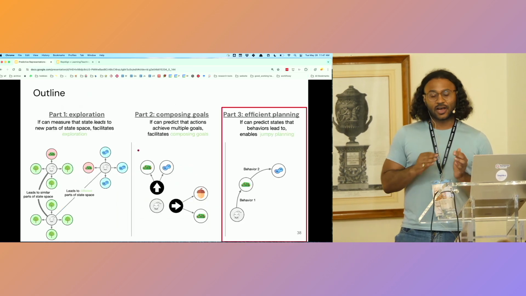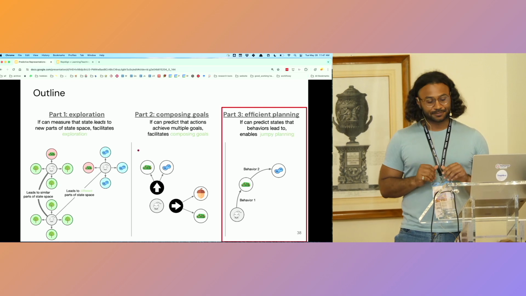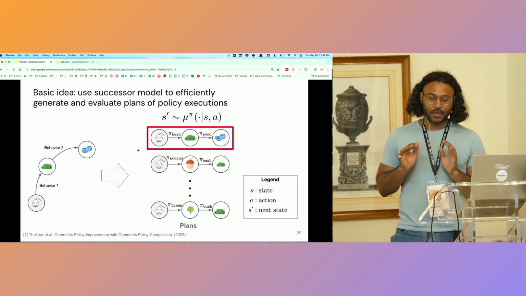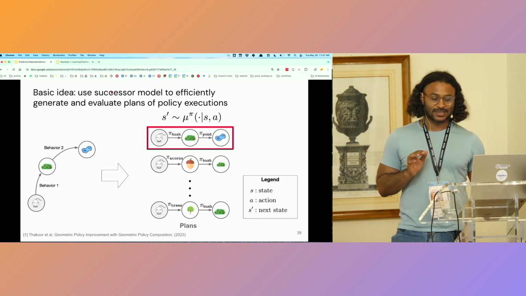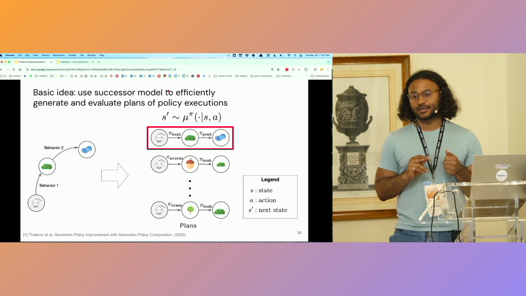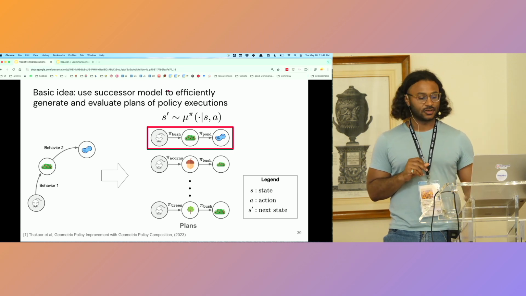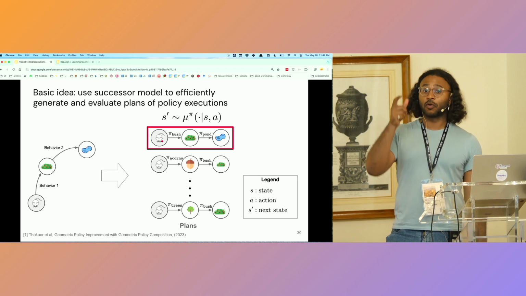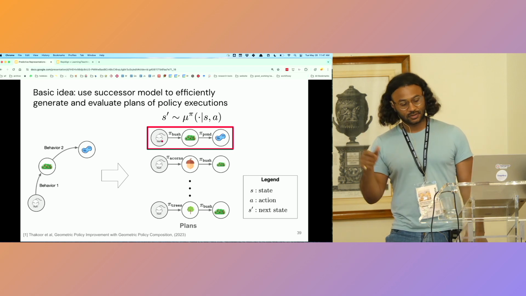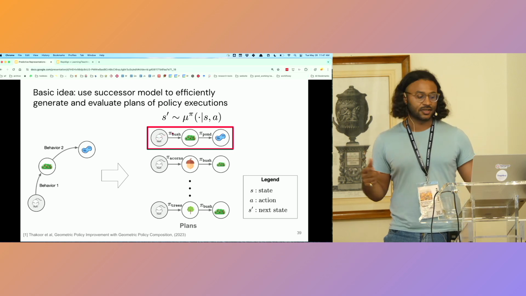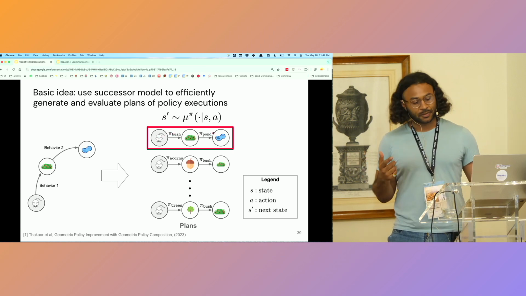Okay, and now let me go to the last part, which is efficient planning. So the basic idea is we're going to use the successor model to efficiently generate and evaluate plans of policy executions. Basically, plans are going to be composed of executing one policy, then another policy. So maybe the mouse is like, oh, first I'll execute the going to the bush policy. Then I'll execute the going to the pond policy.